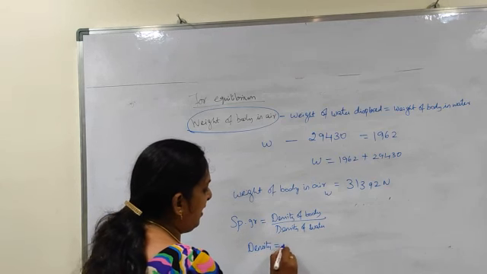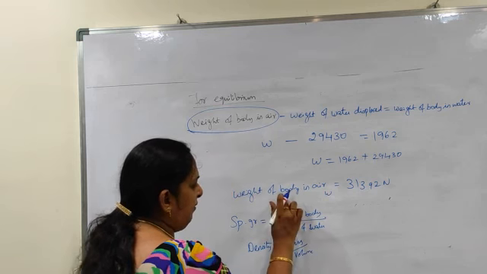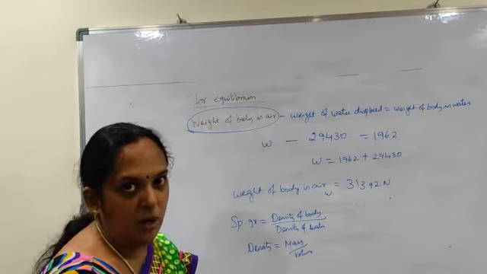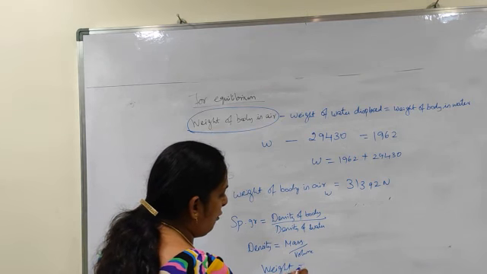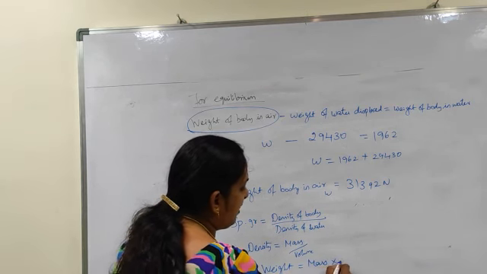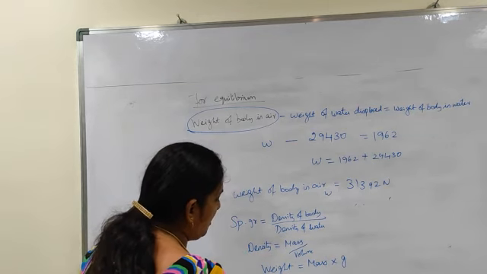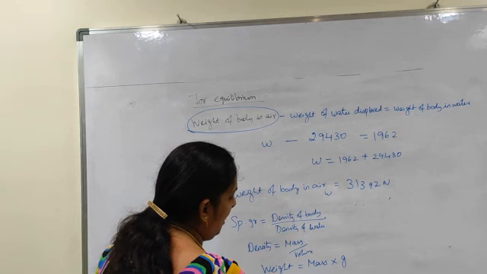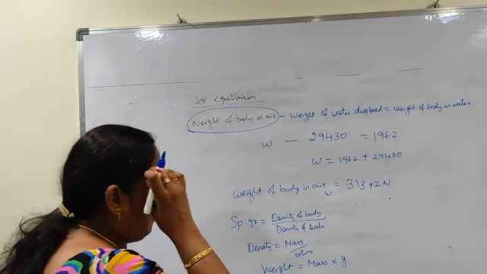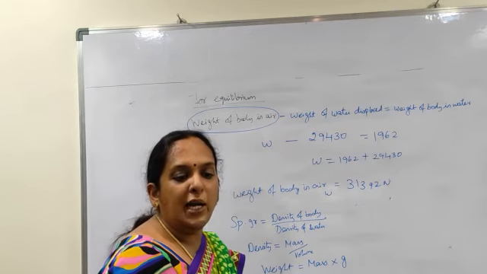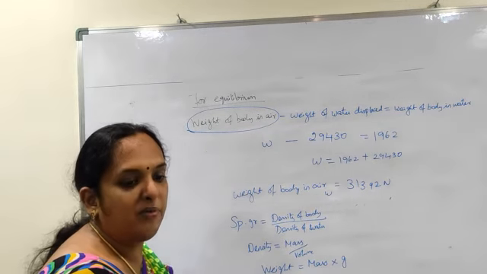So what is density? Density is mass by volume. I know only the weight, I don't know the mass. So what is my weight? Weight is equal to mass into acceleration due to gravity g. Now what is my mass from this equation? It is weight by g. This is what we have seen in the first unit itself. So I know the weight of the body in air, and I have to know the acceleration due to gravity, so easily I can find out the mass of the body in air.